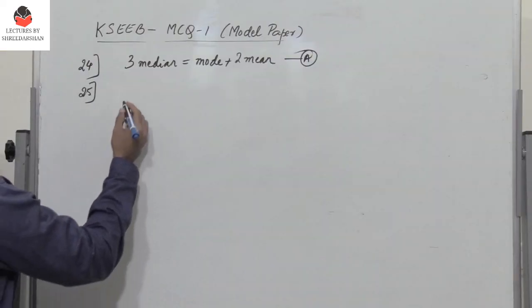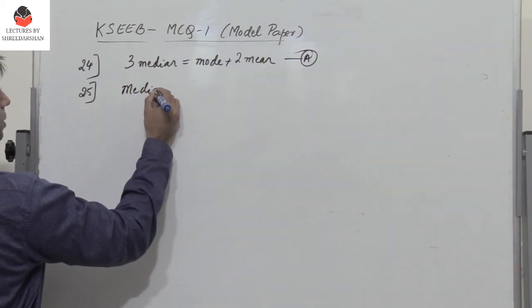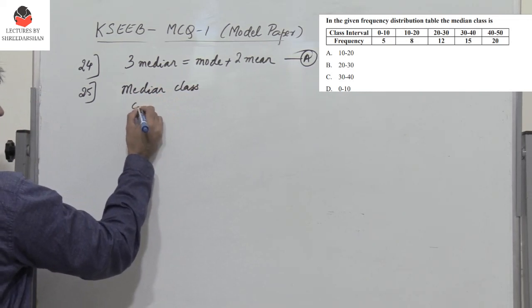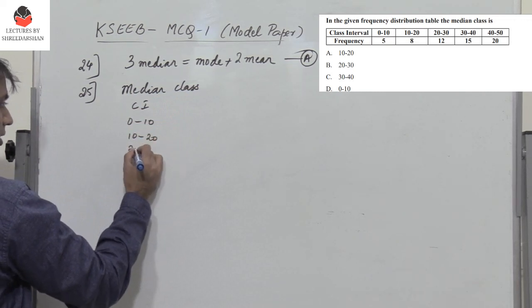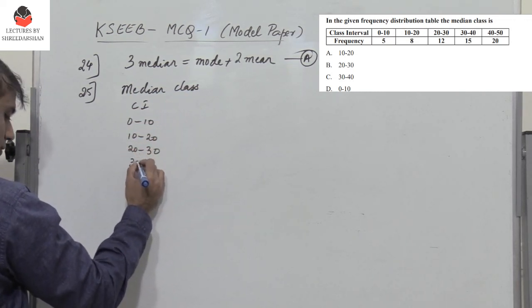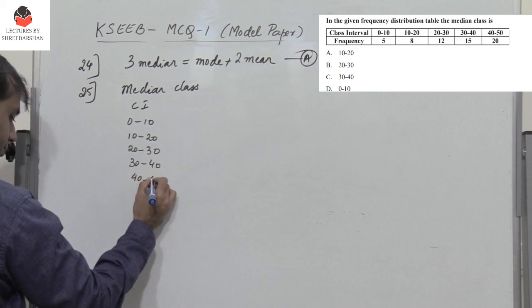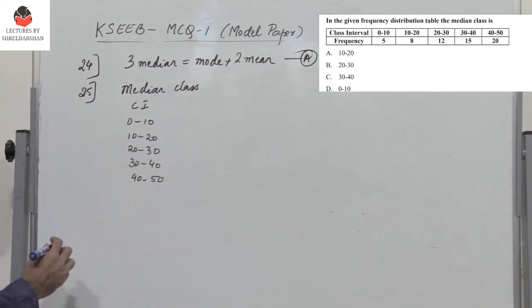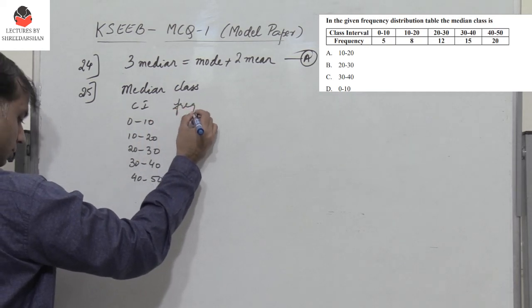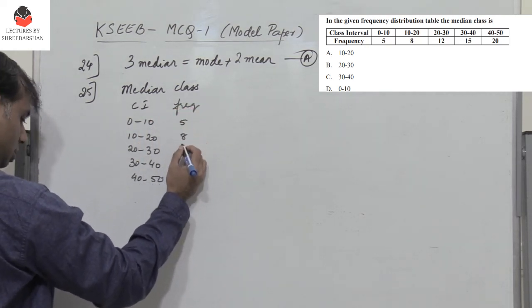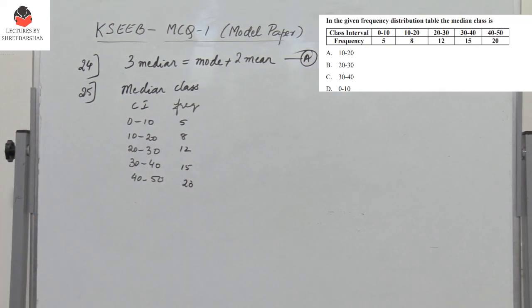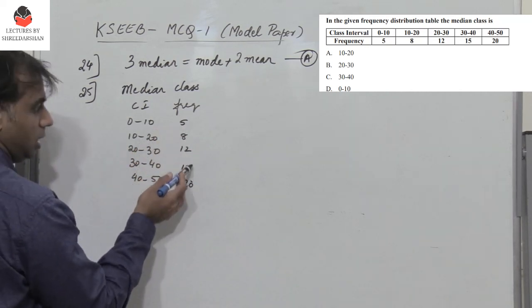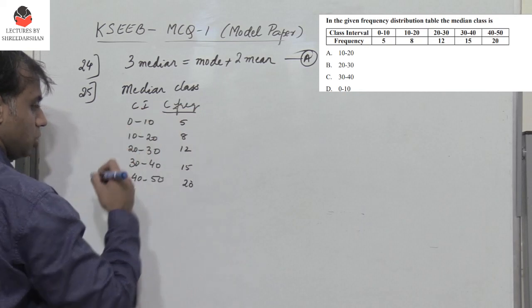Problem 25, we need to find the median class. Given the class intervals 0 to 10, 10 to 20, 20 to 30, 30 to 40, and 40 to 50, but then the frequencies have been mentioned as 5, 8, 12, 15 and 20. Now maybe there is a printing mistake because this does not look like frequency, right? This appears to be the cumulative frequency.